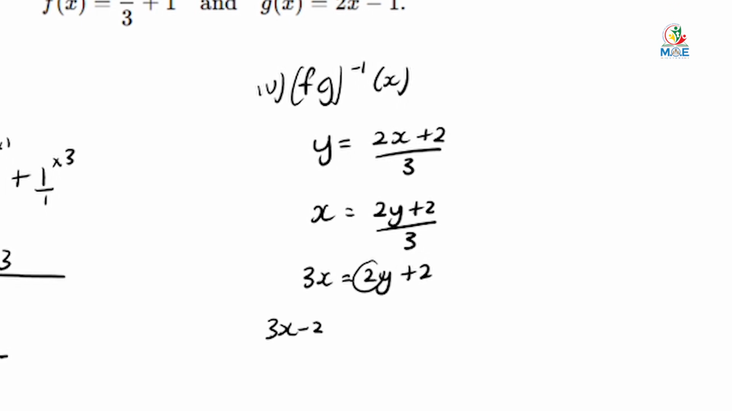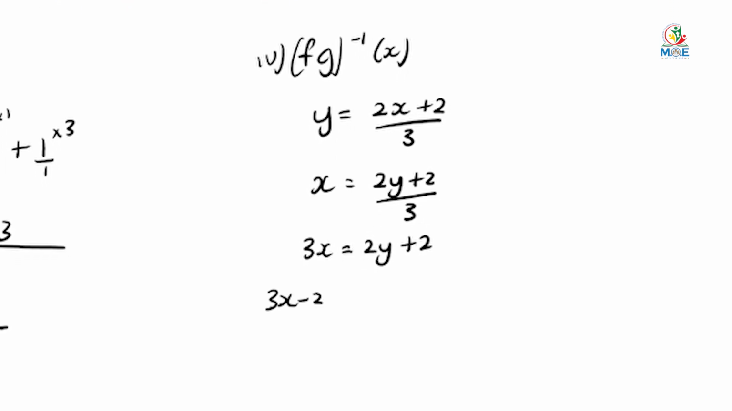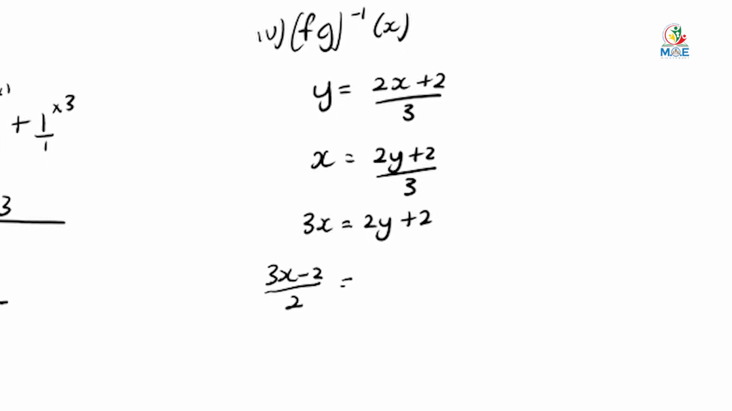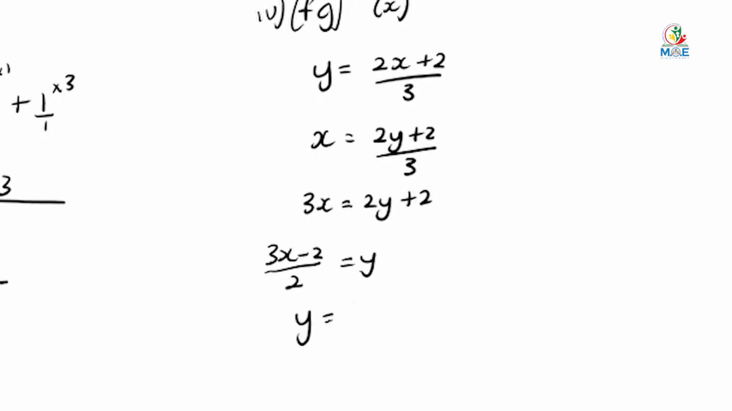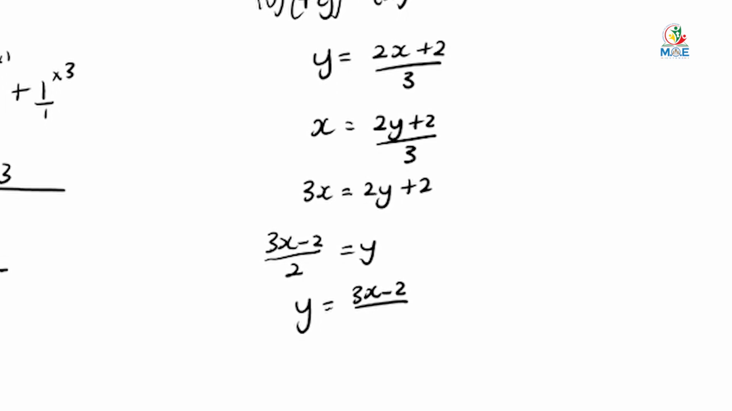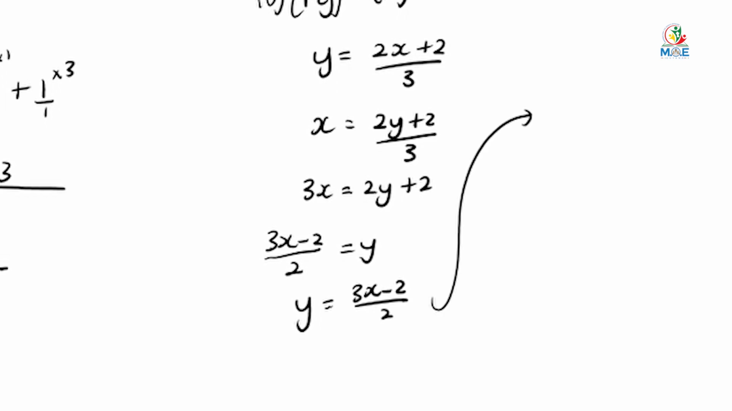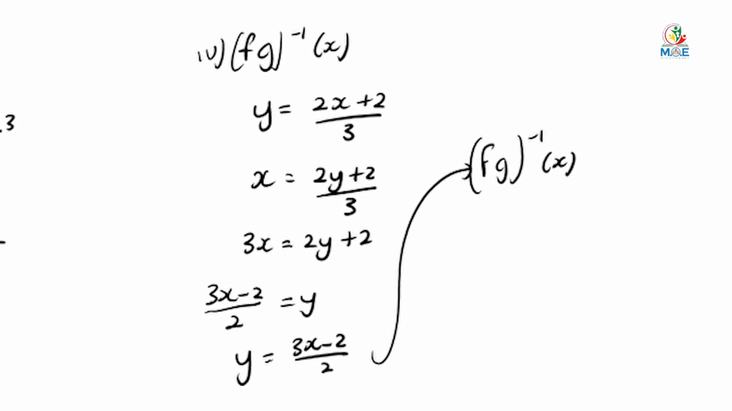And then we take over the 2, which is multiplying, so it will divide by 2 is equal to y. So we'll have y is equal to (3x minus 2) all divided by 2. And then we just replace it with fg inverse of x is equal to (3x minus 2) all divided by 2. And that will be the answer for this question.